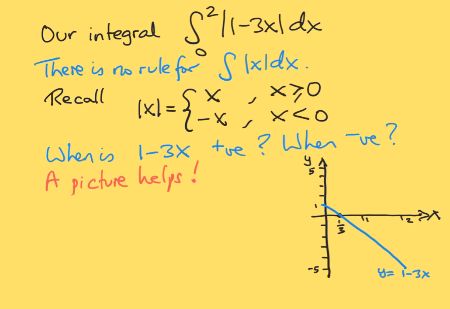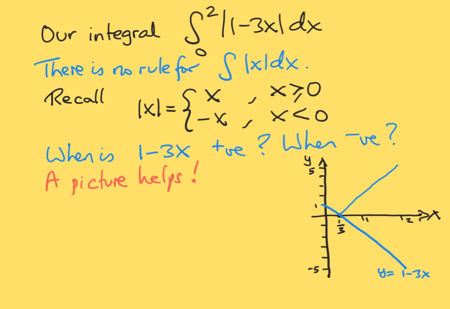So the modulus of 1 minus 3x is going to be the same as 1 minus 3x here, but for this region, from x being 1/3 to 2, it's going to be this multiplied by a minus sign. So it's very easy to draw. You just take this and you flip it about the x-axis. So what we're going to get is something that will look roughly like that. And this is, as well as I can draw it, this line flipped about the x-axis.